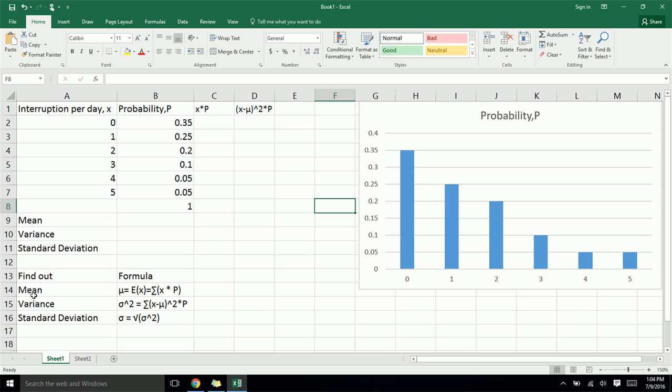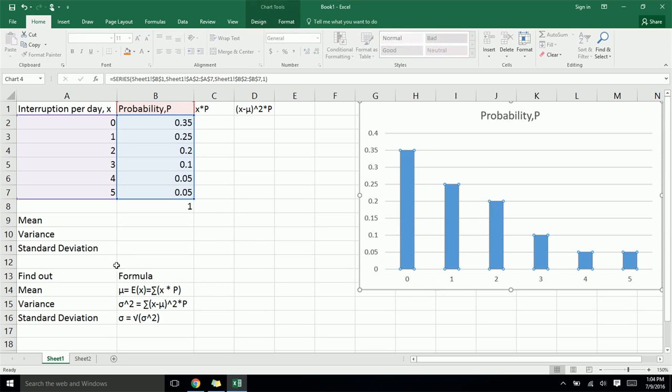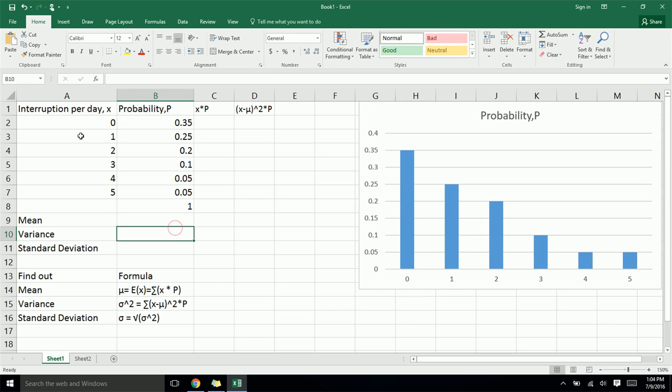Now let's see how we can find out the mean, variance and standard deviation of this probability distribution. The formulas are given here. I have written the formulas beforehand. The mean is actually the expected value of this probability distribution, which you can find out by multiplying each outcome by corresponding probabilities. So expected value is given the probability distribution or the probabilities of each outcome. What is the value? Here, the number of interruptions we can expect on any given day.